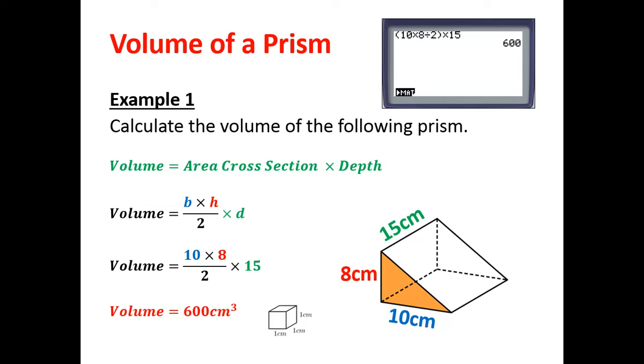What does that mean? If I have a small cube that's 1 centimeter long, 1 centimeter high, and 1 centimeter deep, I would need 600 of these small cubes to make up the same space as my triangular prism.